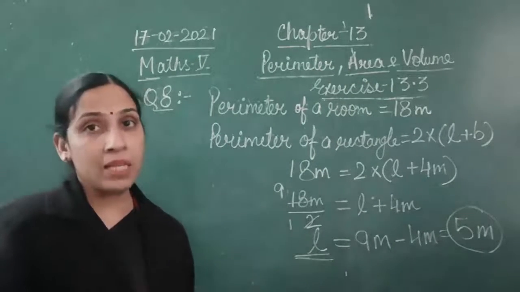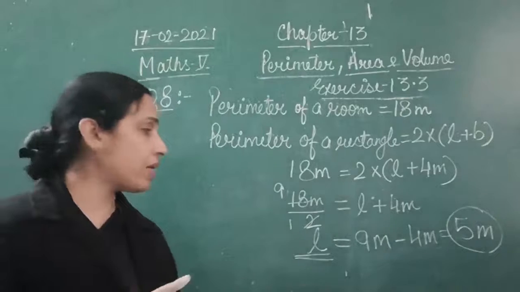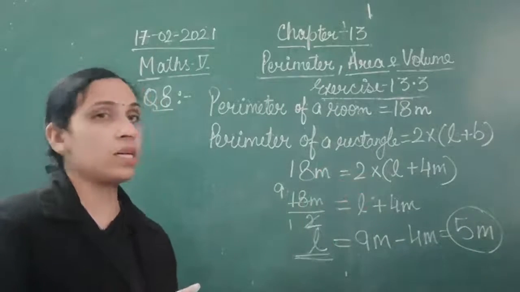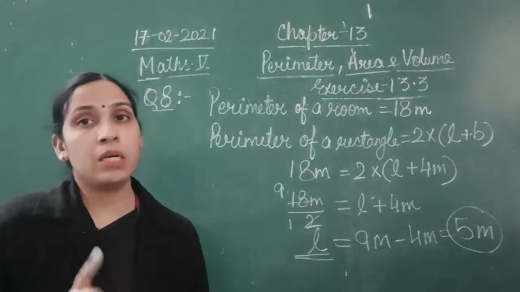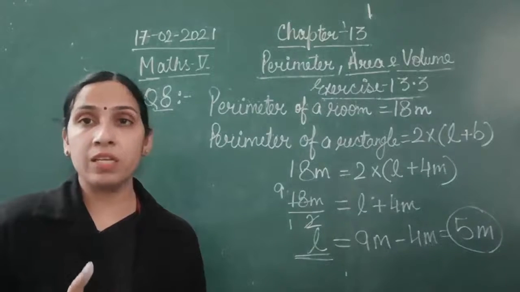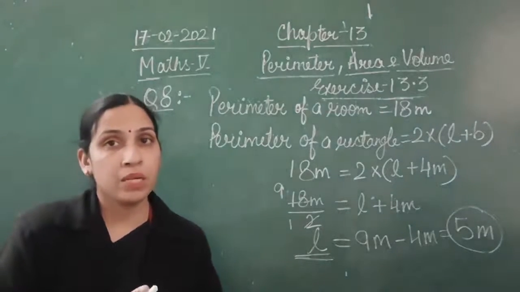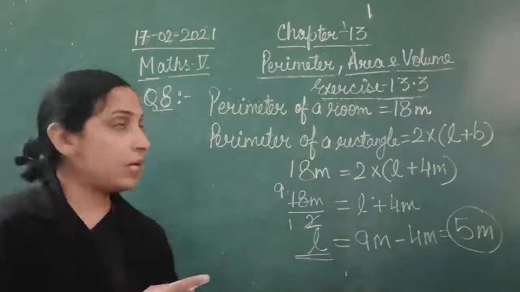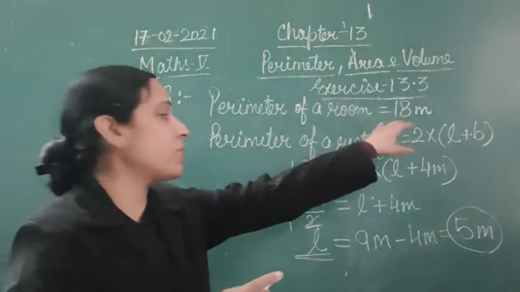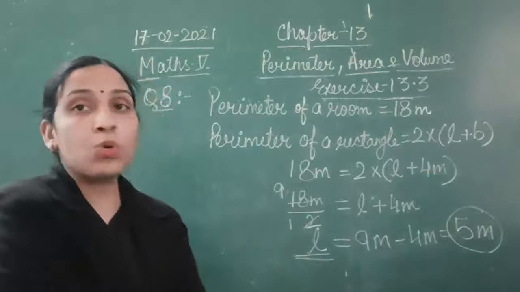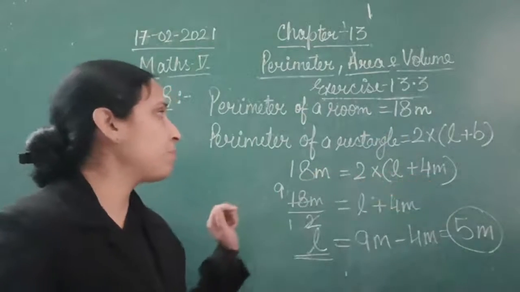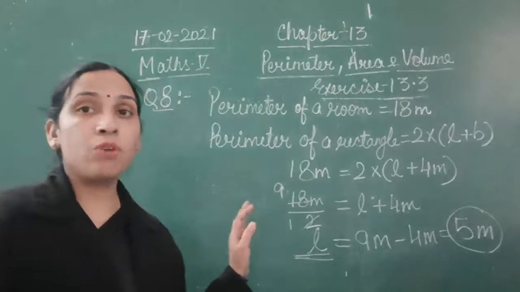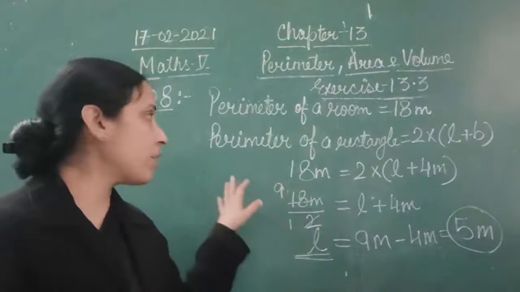Now, breadth is already given. You have put this in the formula, and then you have found the length of that rectangle. See how? Perimeter is given. Perimeter of a room is 18 meter. With that, you have been given the breadth of a room, that is 4 meter. We'll write the formula for the perimeter of a rectangle.